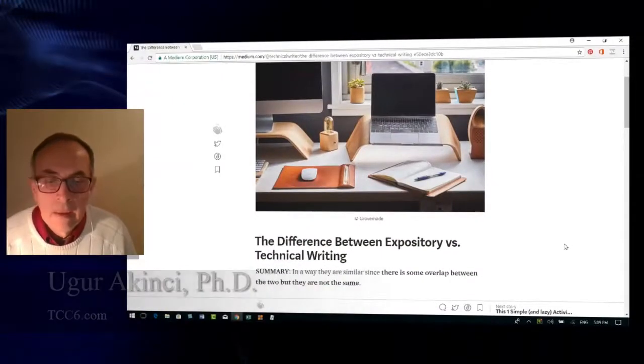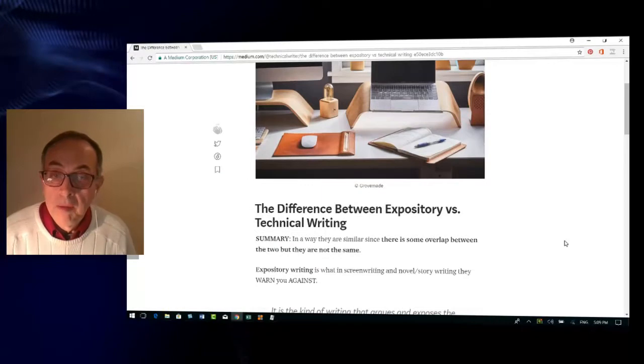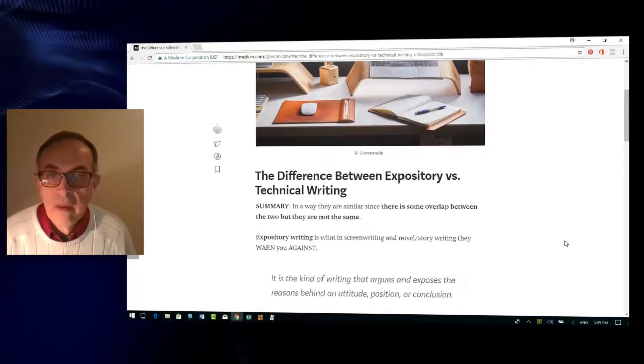What are the differences between expository writing and technical writing? I get this question once in a while. There is some overlap between the two, but they are definitely not the same.